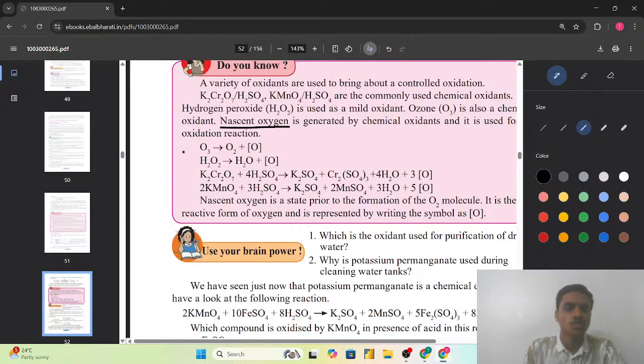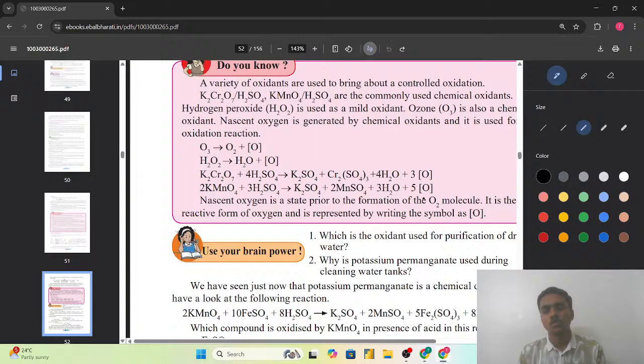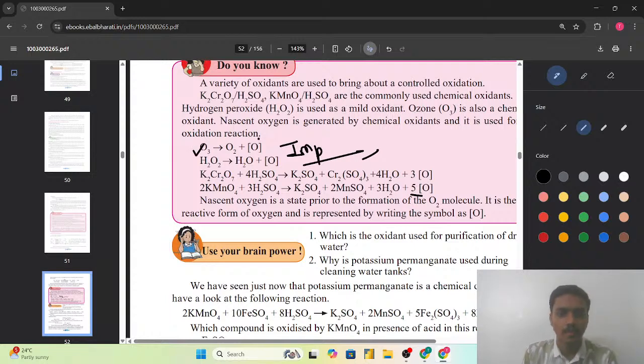यहाँ पर दिया ही है. So O3 gives O2 plus 1 nascent oxygen, H2O2 gives H2O plus 1 nascent oxygen, K2Cr2O7 with H2SO4 gives K2SO4, Cr2(SO4)3, 4H2O and 3 nascent oxygen. KMnO4 reacting with H2SO4 gives K2SO4, MnSO4, H2O and 5 molecules of nascent oxygen. Remember this part, that this is important, that many of the times it has been asked on this reaction how many nascent oxygens are formed on the product side.